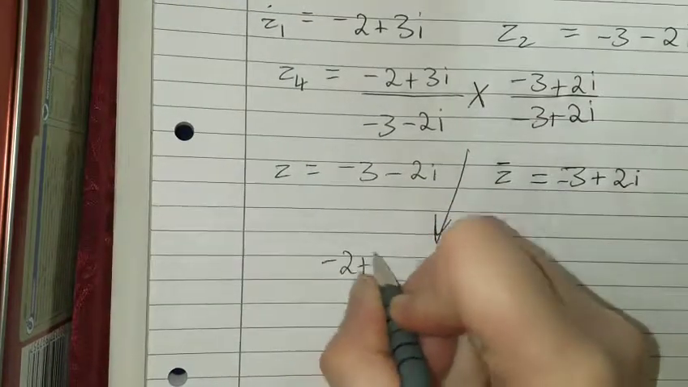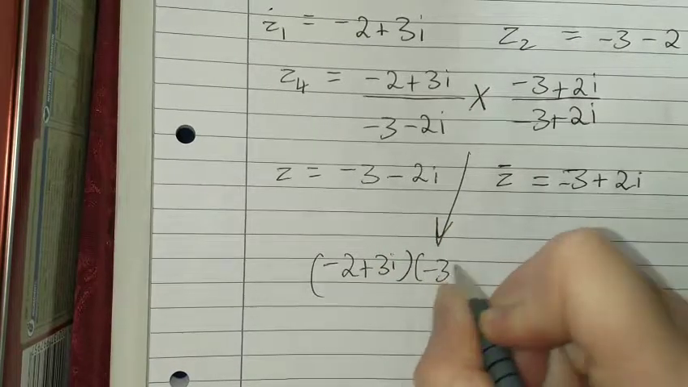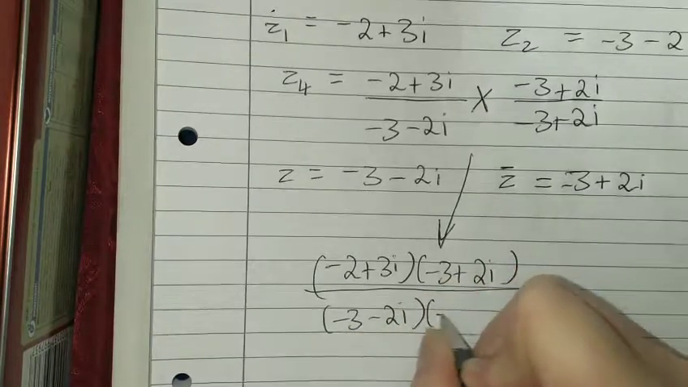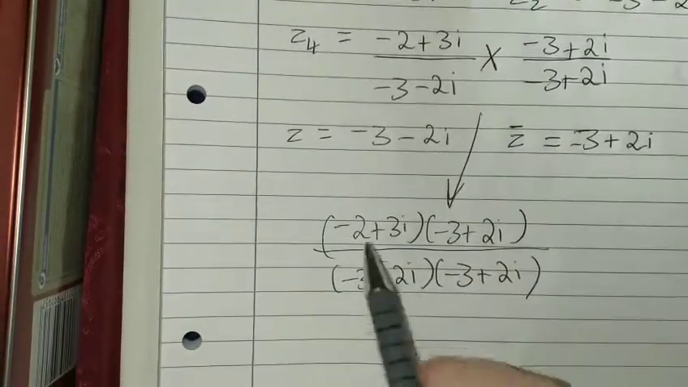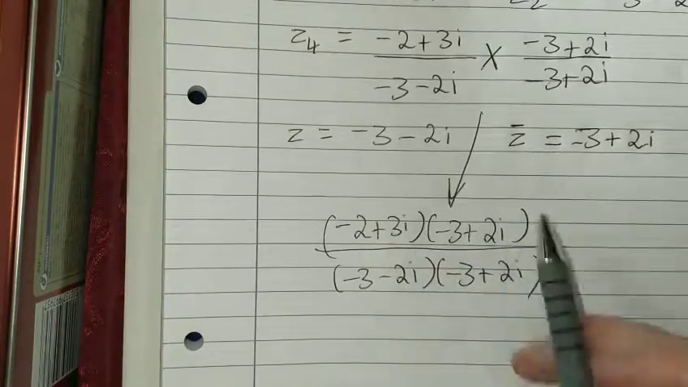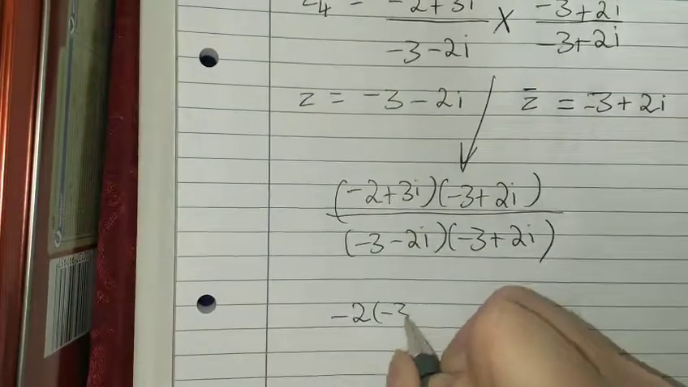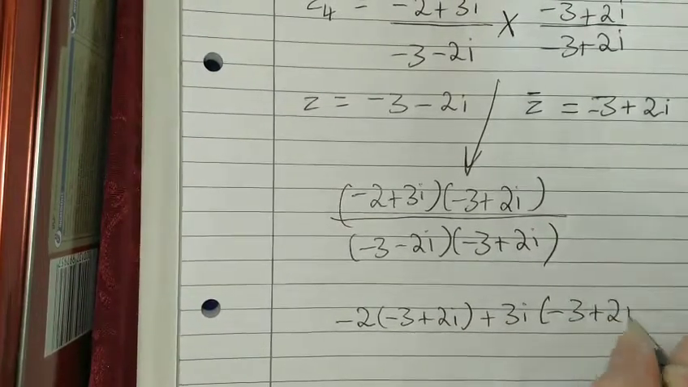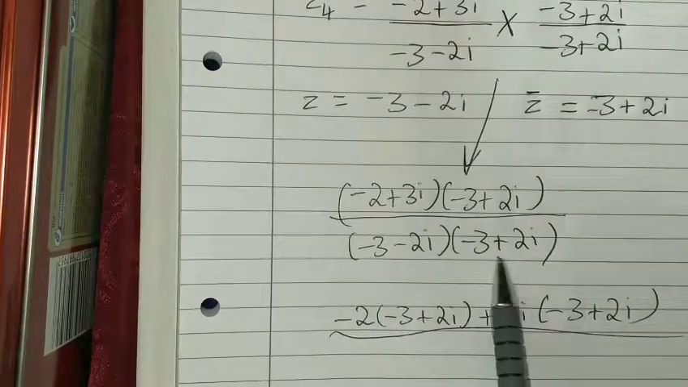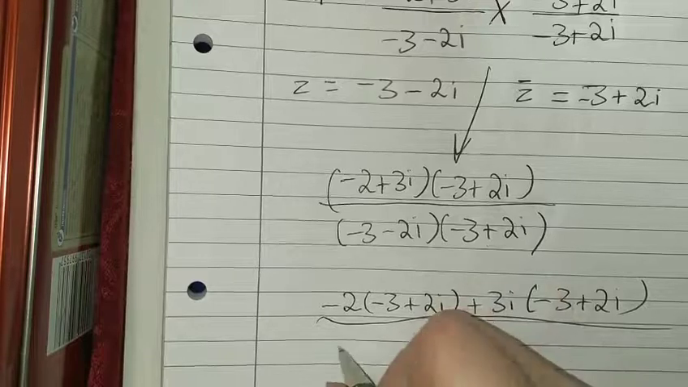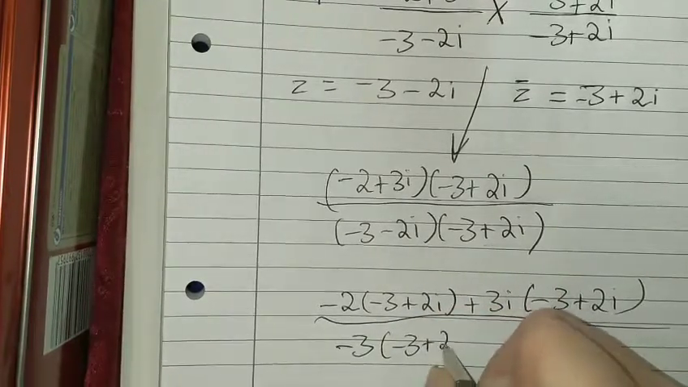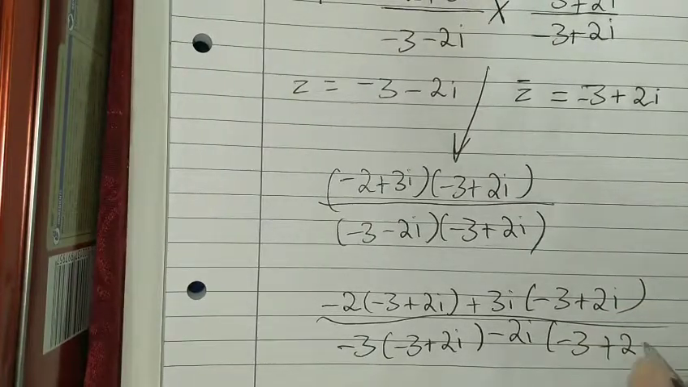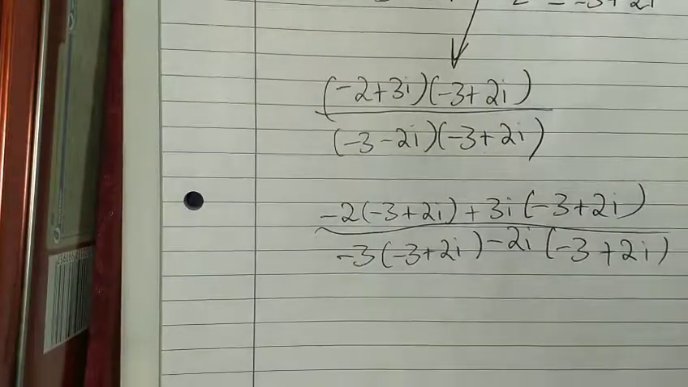So that's minus 2 plus 3i by minus 3 plus 2i, and then minus 3 minus 2i by minus 3 plus 2i. So the minus 2 by my second bracket, and then 3i by my second bracket. So minus 2 by minus 3 plus 2i, plus 3i by minus 3 plus 2i. And then my minus 3 by my second bracket and my minus 2i by my second bracket. So minus 3 by minus 3 plus 2i, and then minus 2i by minus 3 plus 2i. So now I just have to work with this.